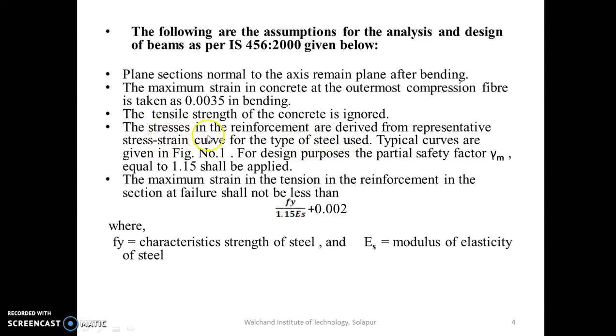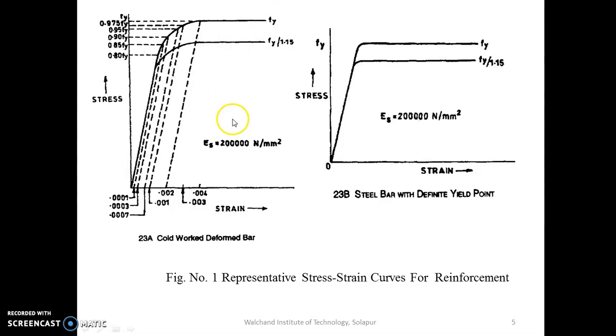So the next is the stress in reinforcement is derived from respective stress strain curve for the different types of steels used. It may be mild steel, it may be Fe415, it may be Fe500. Typical curves are shown in figure number 1 in the next slide. So this is figure number 1. So this will give you for HYSD bars. So this is idealized curve for stress strain curve for steel, and this is normal stress strain curve.